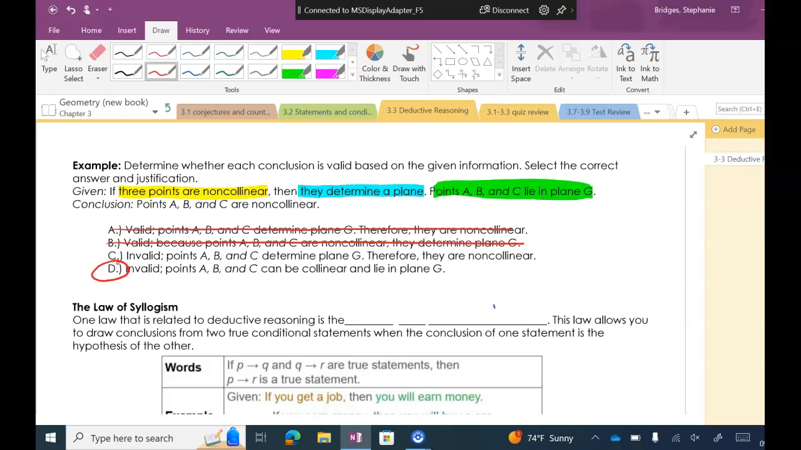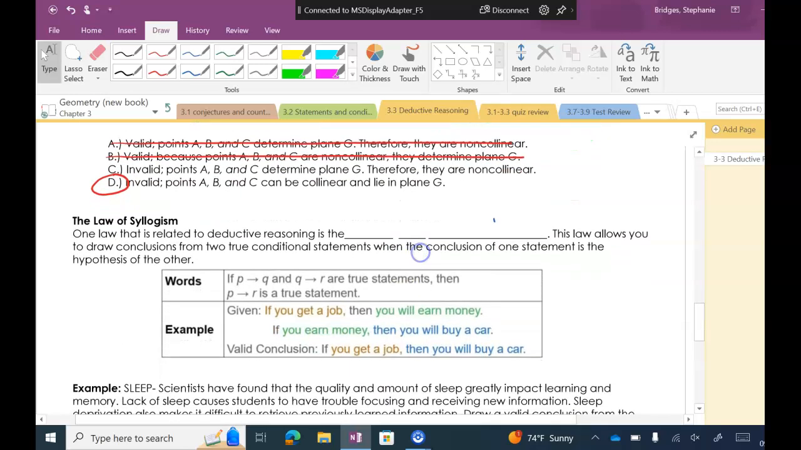All right, the next thing we're going to talk about is the law of syllogism. Okay, syllogism. Everybody ready? Sure, can't wait. Okay. One law that is related to deductive reasoning is the law of syllogism. And don't worry, on the quiz, I'm going to have these words printed for you so you don't have to worry about trying to spell them. I'll tell you in the directions, choose law of detachment or law of syllogism. That way you can just copy them.